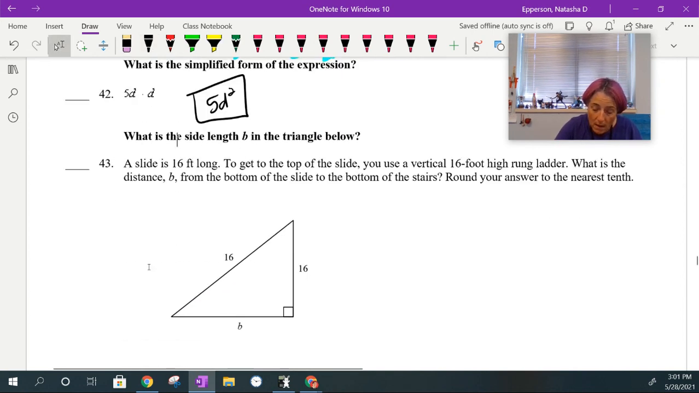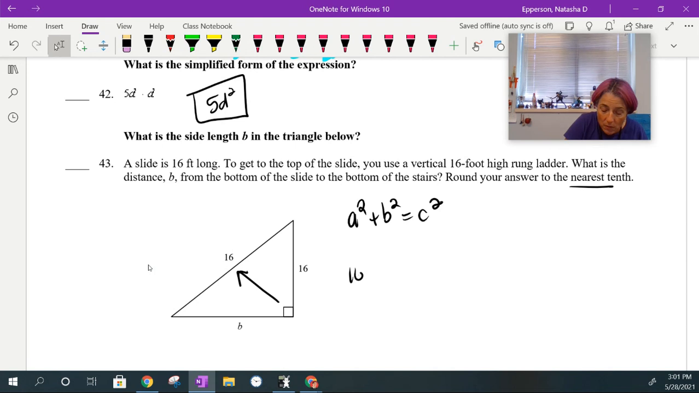Number 43, round your answer to the nearest tenth. All you're doing is using the Pythagorean theorem. a squared plus b squared is equal to c squared. So that would be 16 squared is equal to 16 squared plus b squared. 16 squared minus 16 squared is going to give you 0 is equal to, oh, that one didn't work out. b squared, take the square root of both sides, that's going to give you b is equal to 0.